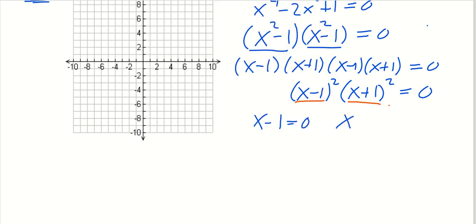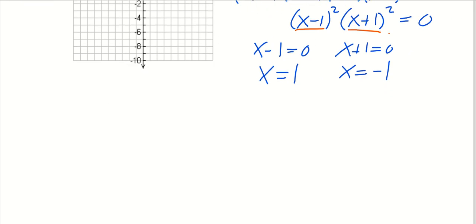x minus 1 equals 0. x plus 1 equals 0. This will give us the solution x equals 1. This will give us the solution x equals negative 1. So we get two x-intercepts. They are x equals negative 1, x equals positive 1.